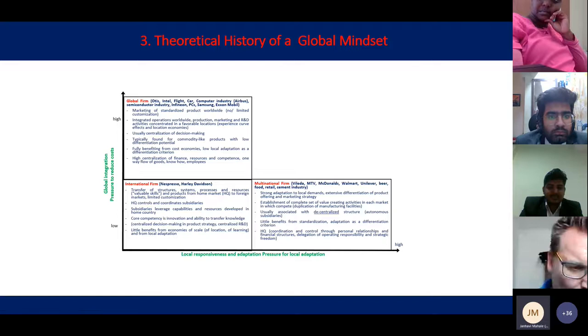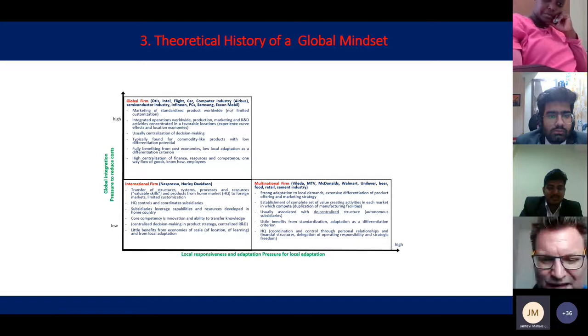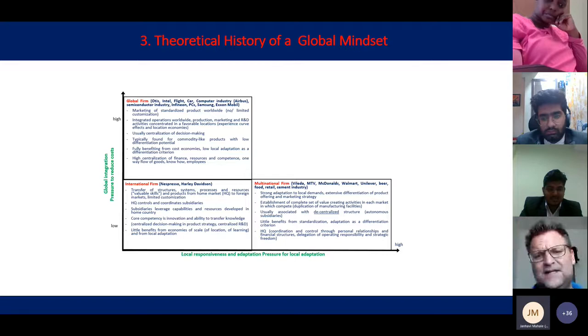So H&M, Hennes & Mauritz, they have different clothes in Northern Europe or Southern Europe. They might have some similar products, or for example, the products of Zara, some of you know it, but they might even be very different because of the temperatures. What is a global firm? A global firm is very, very high on global integration, global standardization.